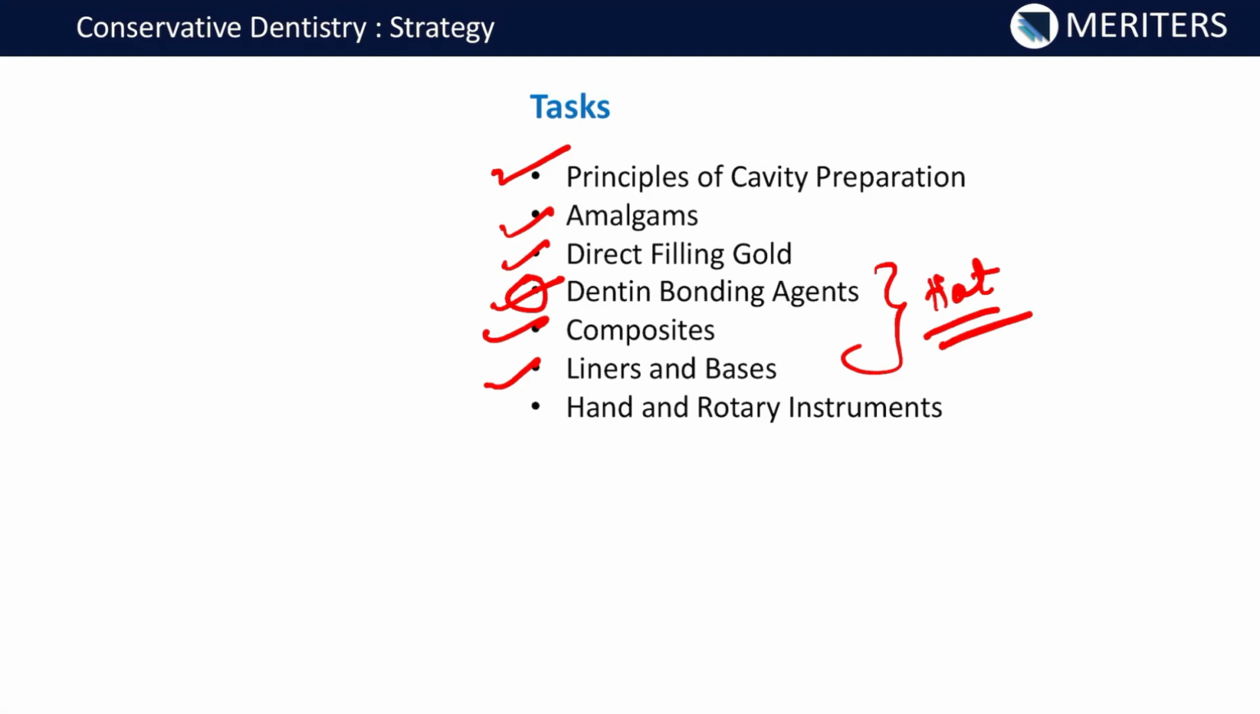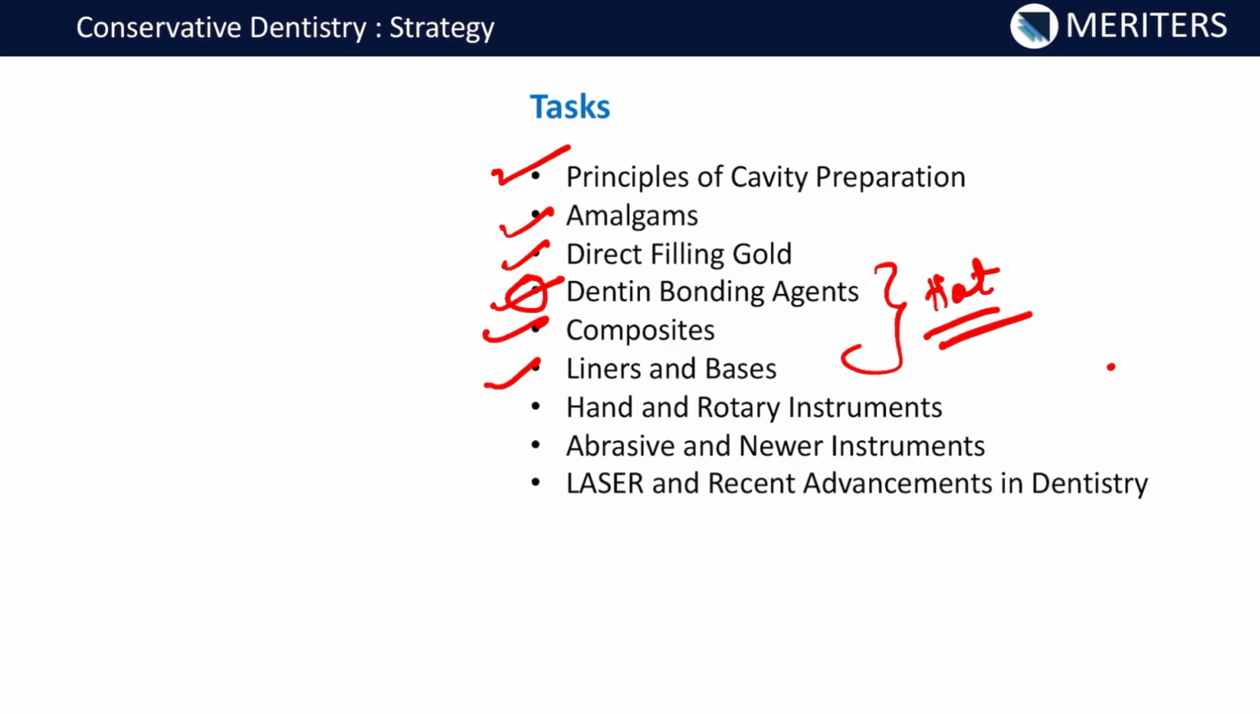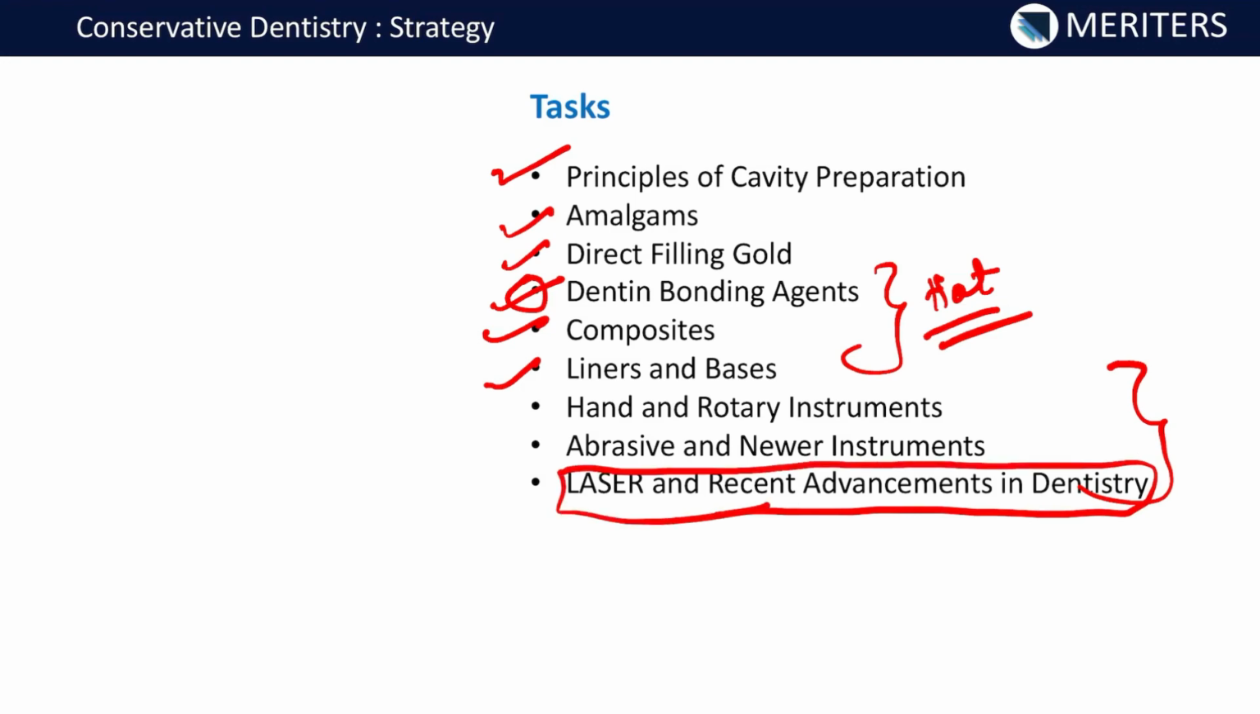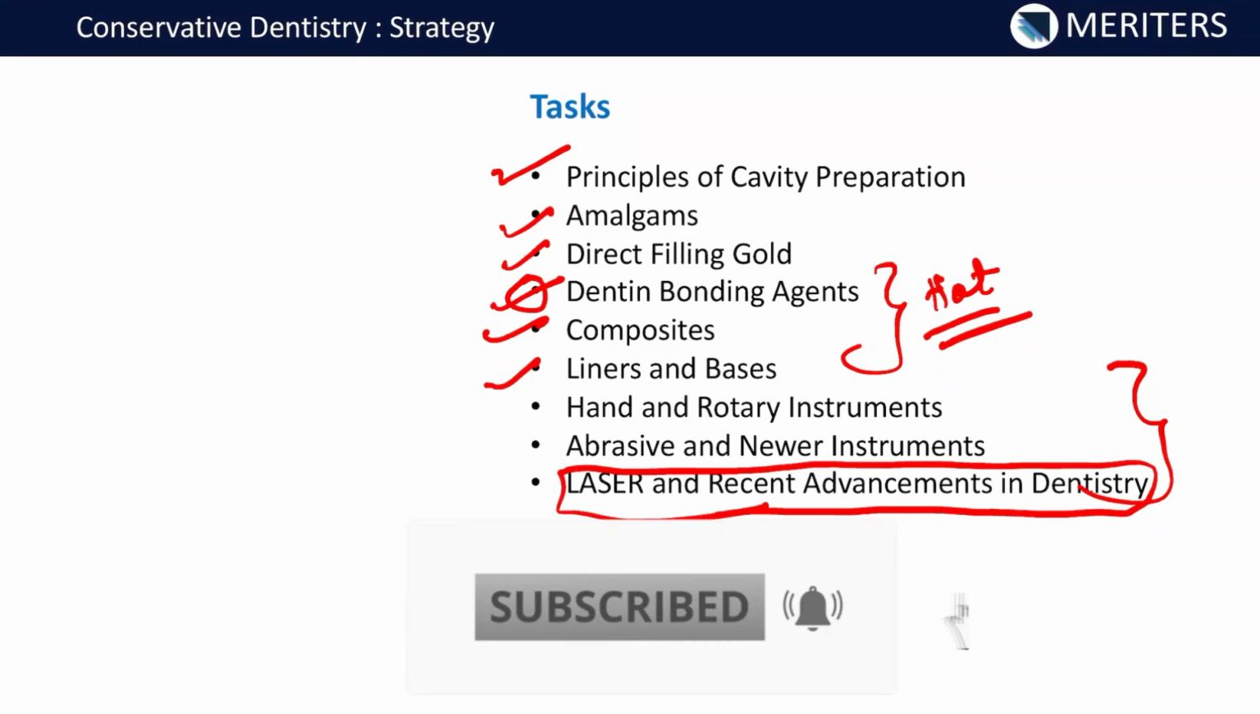Then instruments. Now instruments is the second thing after dentin bonding agent and composites which is being asked a lot in exams like NEET. So the types of instruments, hand and rotary instruments, then the abrasive and newer instruments, then laser and recent advancements in dentistry. These 3 topics are really very important. They have been very beautifully covered in the bites, and you have to cover these instruments. And nowadays, if you think about INI-CET, they are picking questions from the recent advancements in dentistry. Although NEET is picking questions from the basics, advancements can always be asked.